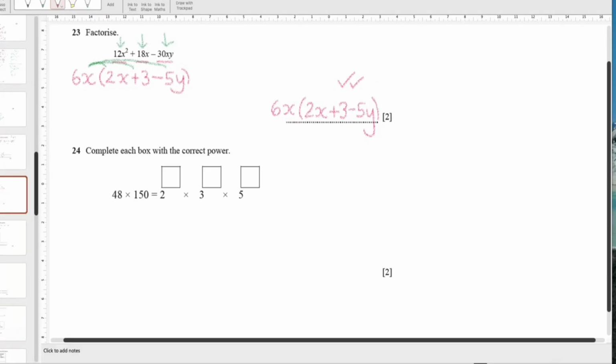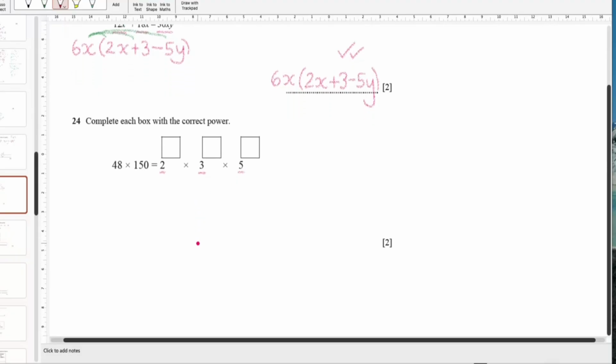Let's have a look at question 24. Complete each box with the correct power. So what we have to do is we have to write 48 and 150 as products of prime factors. 2 is a prime number, 3 is a prime number, and 5 is a prime number. So let's start with 48.